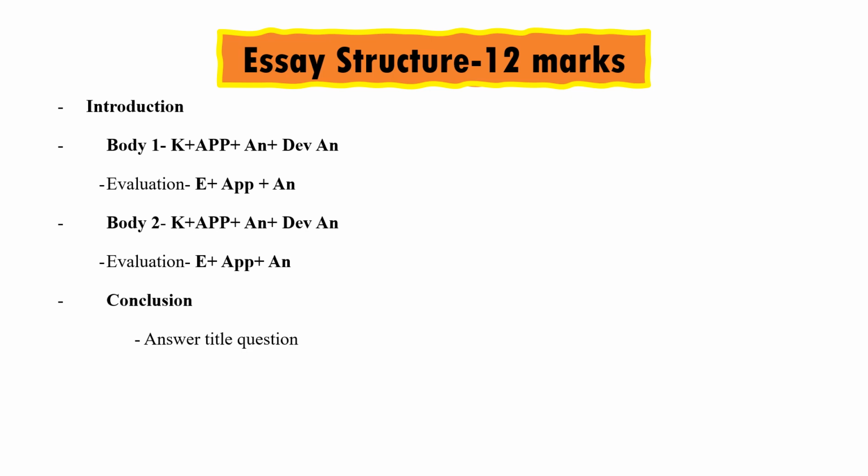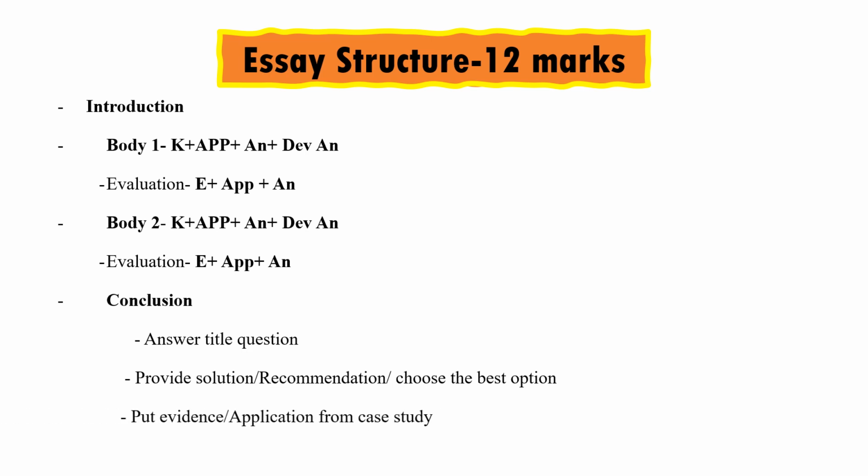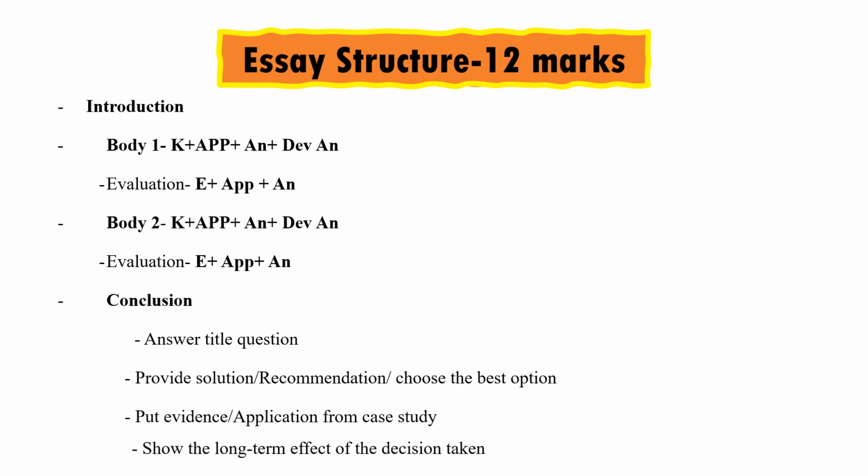The first point for the conclusion, you will have to answer the title question, the given question. All right, and the second point is to provide a solution, a recommendation, to choose the best option. The third one is to put evidence. If it is paper 2, you will have to put an application from the case study. Even for paper 3 or paper 4, you will have to provide an application from the case study. You will have to support it with evidence. And the final one, you will have to show the long-term effect of the decision taken.